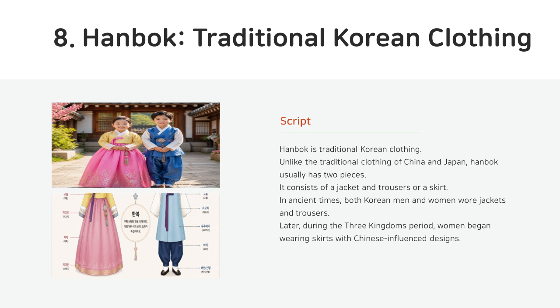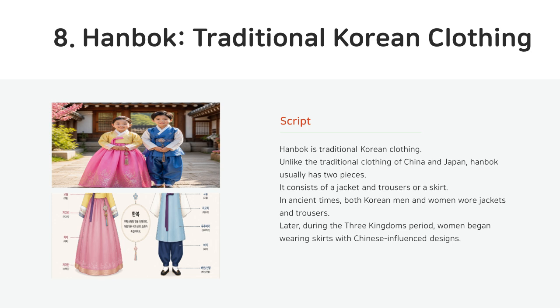Hello, everyone. I will introduce hanbok. Hanbok is traditional Korean clothing. Unlike the traditional clothing of China and Japan, hanbok usually has two pieces. It consists of a jacket and trousers or a skirt.